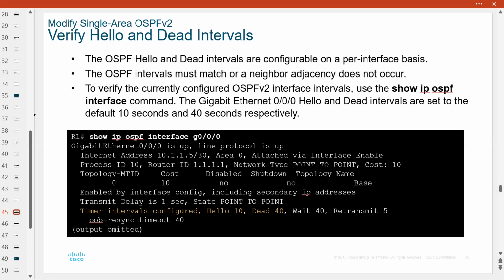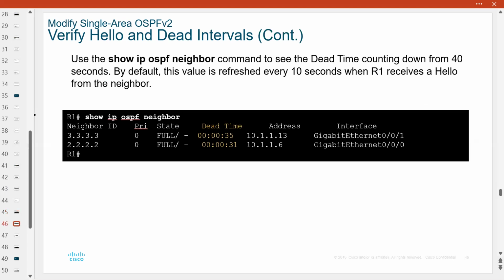I can see the router ID, the process ID as well. Quite a number of things there. Use the show ip ospf neighbor command to see the dead time counting down from 40 seconds. Okay, so if I show this OSPF neighbor, you can see the dead time counting down.